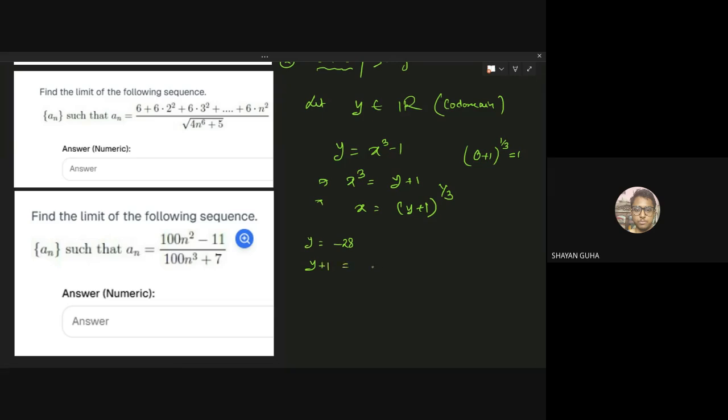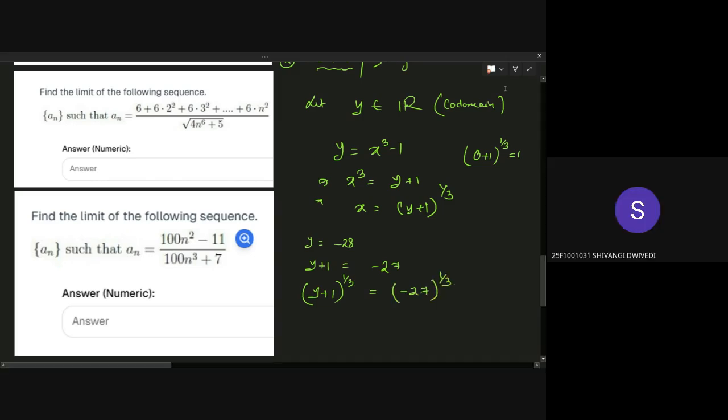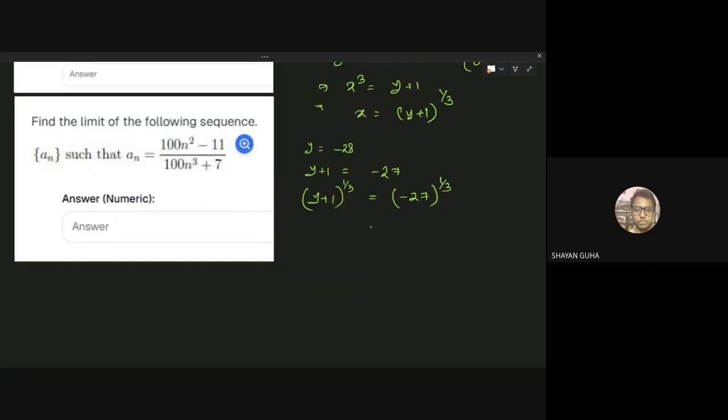y plus 1 will be minus 27. Now y plus 1 to the power 1 by 3 will be minus 27 to the power 1 by 3. Now what is minus 27? I can write it as minus 3 into minus 3 into minus 3, to the power 1 by 3. So the ultimate answer will be minus 3. So it's also defined for negative numbers.